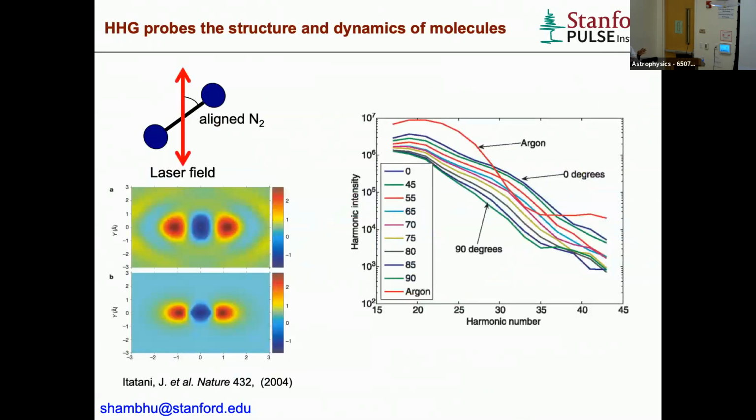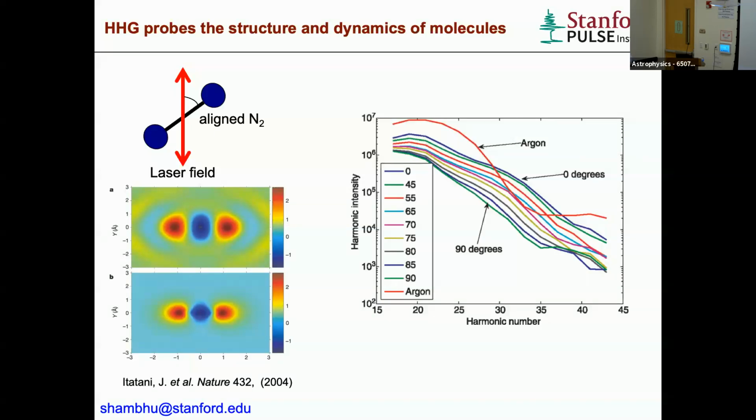So here I just want to give you one example of how this process has been used in this community to do the spectroscopy of molecules. This example is one of the first experiments that was done in Paul Corkum and David Villeneuve's group at NRC. So this is done in nitrogen molecule, which is a diatomic molecule, and you can align this molecule with the laser field, and then do the strong field ionization and measure the harmonics.